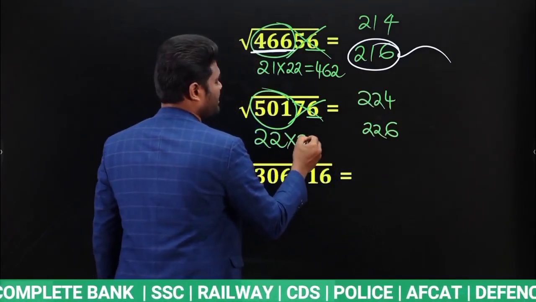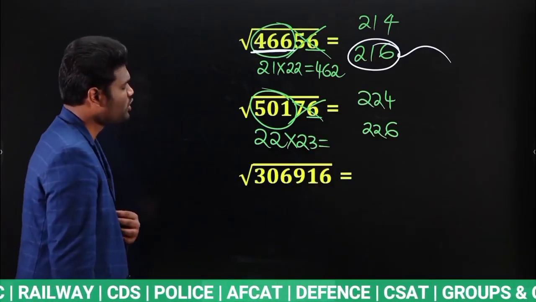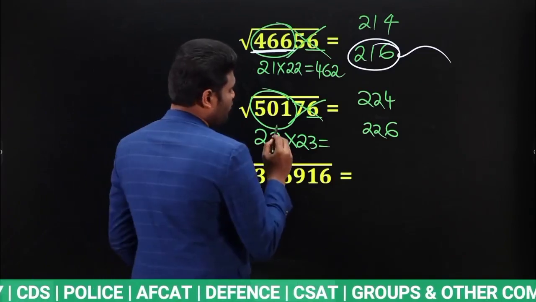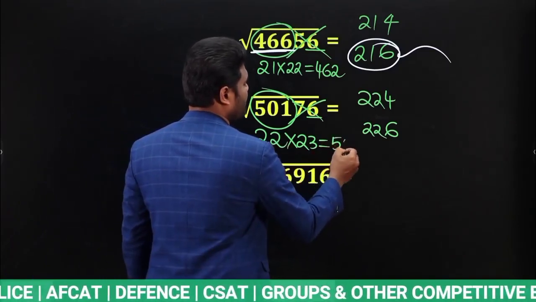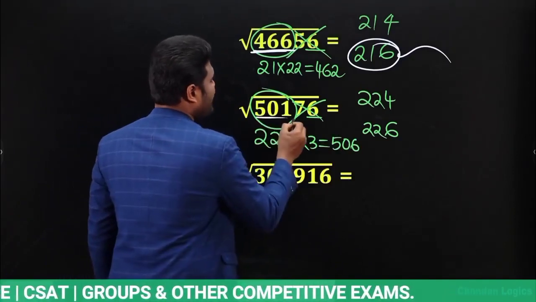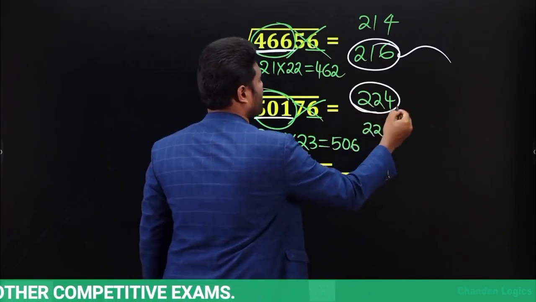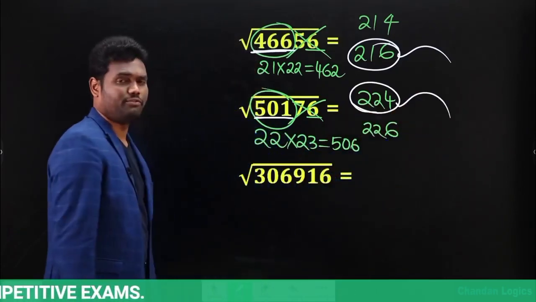22 multiplied with the next number, that is 23. What is 22 times 23? It is 460 plus 46, which means it is going to be 506. Now just compare. 501 is less than 506, which means our value should be a smaller value. Smaller value means 224.